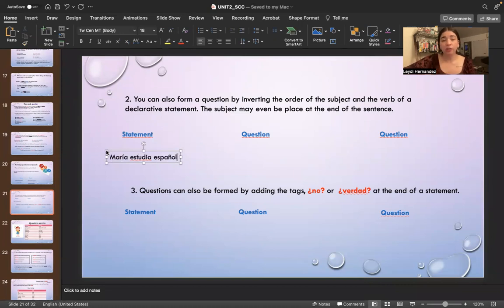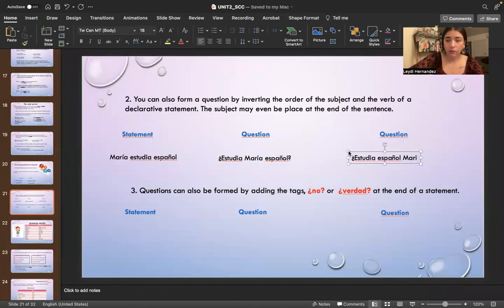Now let's make it a question. We have to invert the subject with the verb. ¿Estudia María español? You see, there are the same three words, but in different order and with the question marks. And we can also put the subject at the very end of the sentence. ¿Estudia español María? You see, they are the same three words, but in different order.